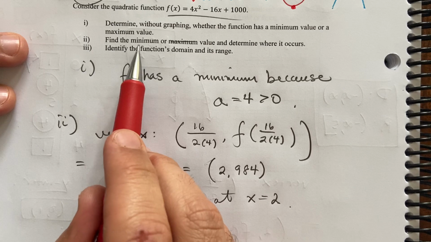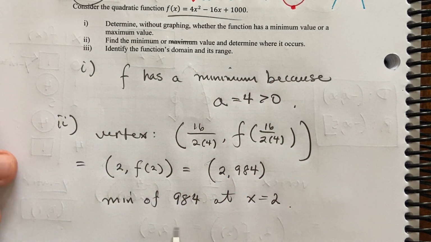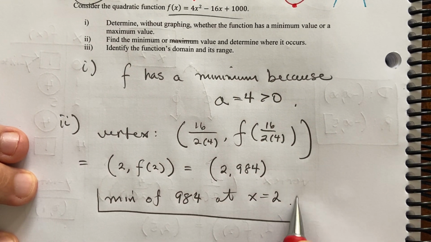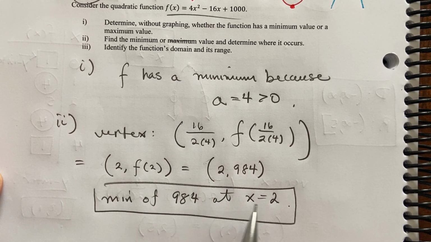So this one said find the minimum. It's not a maximum in this case. And determine where it occurs. So the minimum is the output. And this is the location at which that minimum occurs.